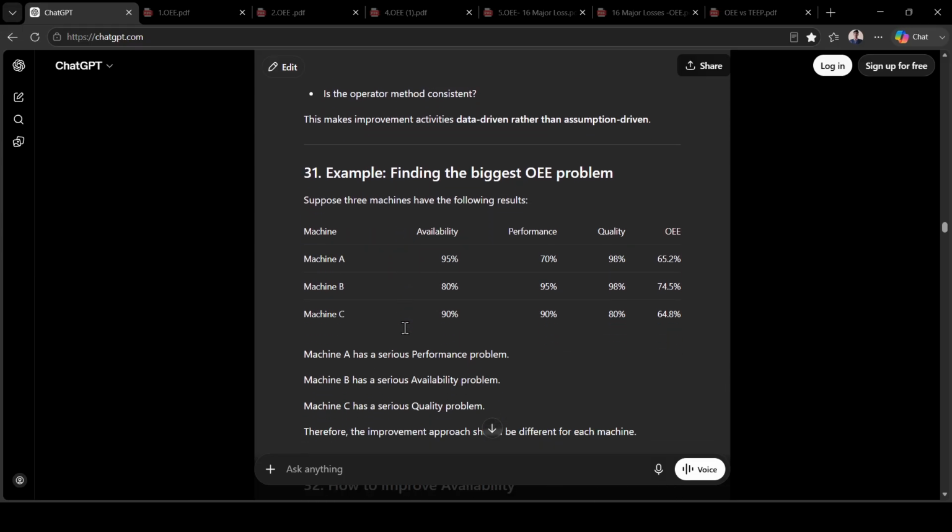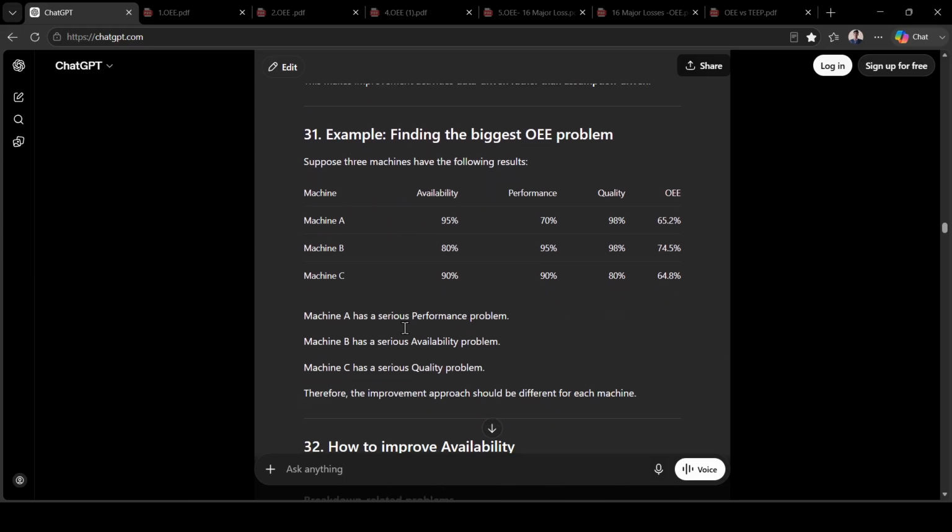So, example: finding the biggest OE problem. Suppose three machines have the following results for availability, performance, and quality. First machine, machine A: 95% availability, 70% performance, and 98% quality. Then OE is 62.2%. Machine B: 80 percent, 90 percent, 98 percent.